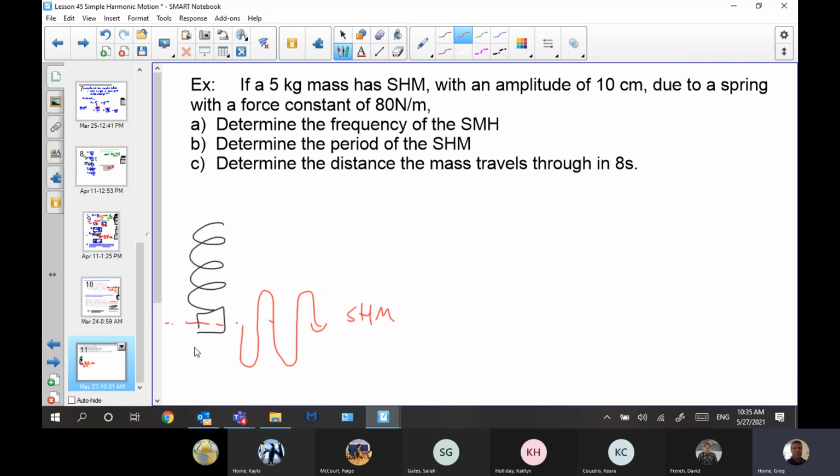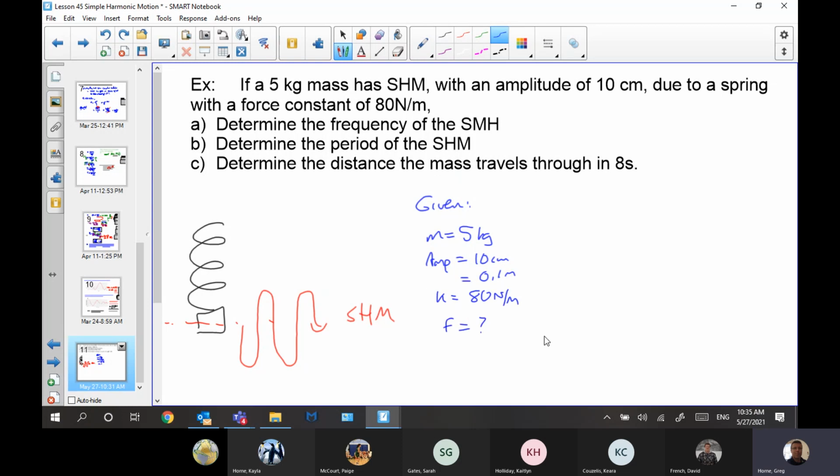Okay. So of course you would look at this and you'd say, oh well, what are we given here? We're given m equals 5 kilograms. We're given amplitude equals 10 centimeters. So you're automatically maybe in the habit of saying, oh, that's actually divide by 100, so 0.1 meters, and then we're given a k value of 80 newtons per meter, and we're asked for frequency.